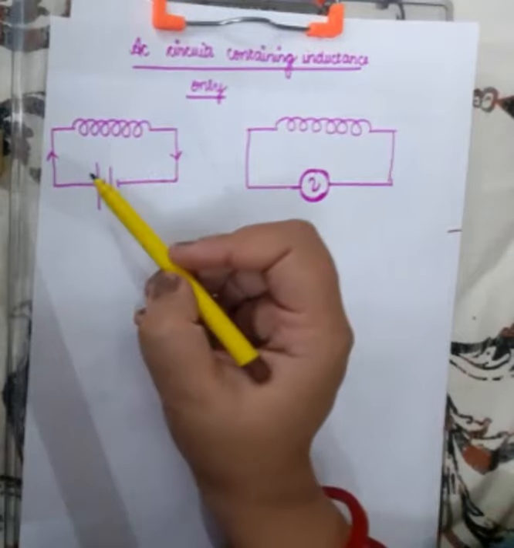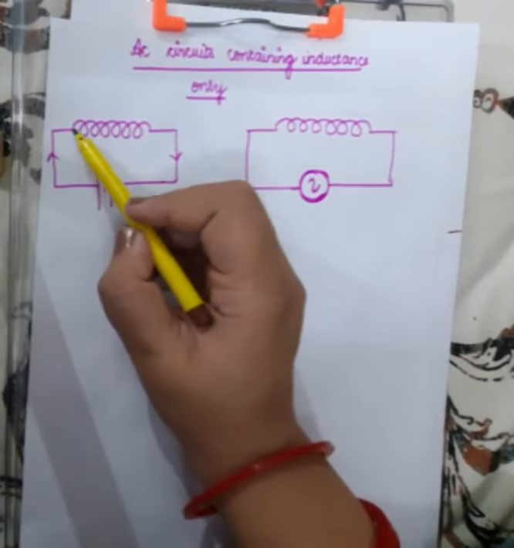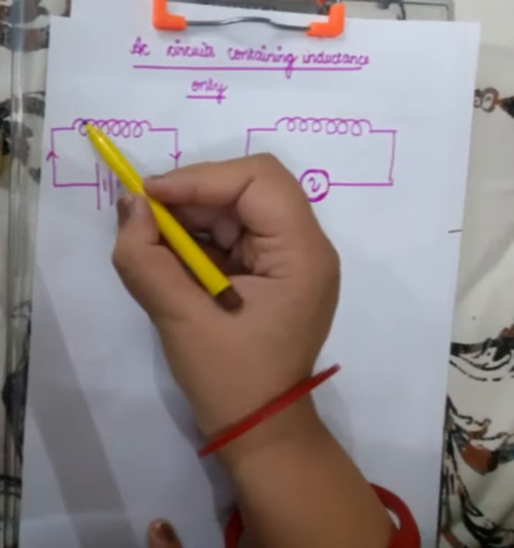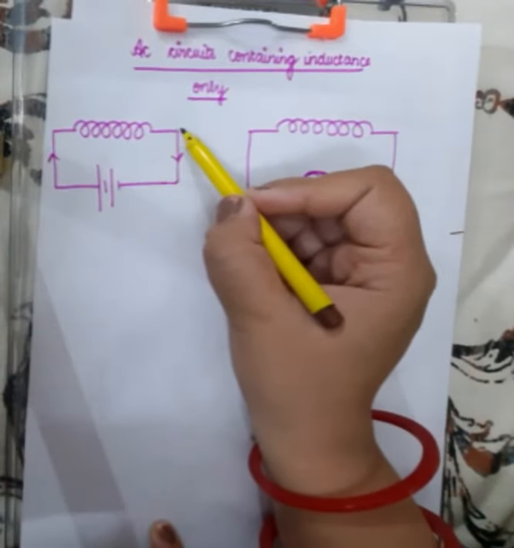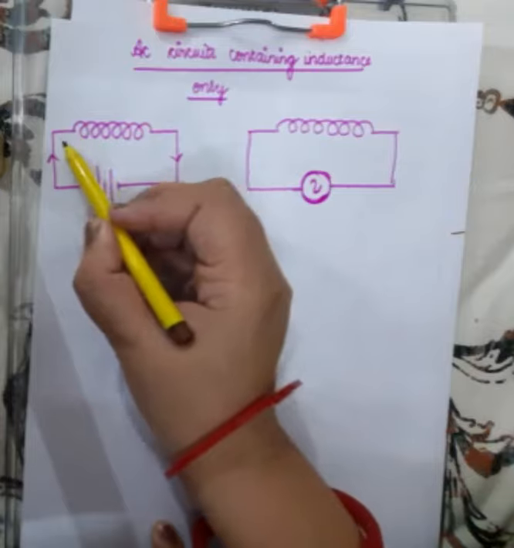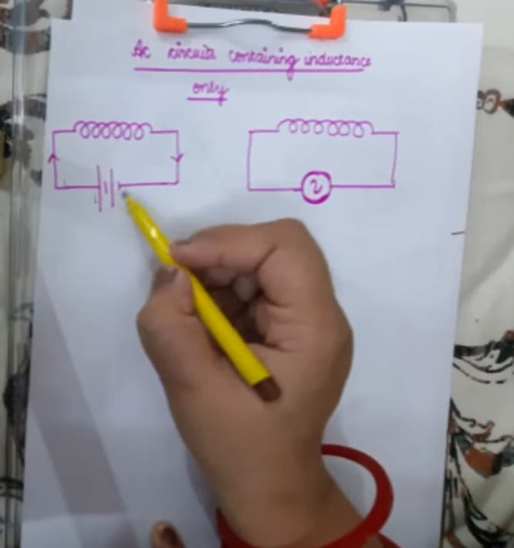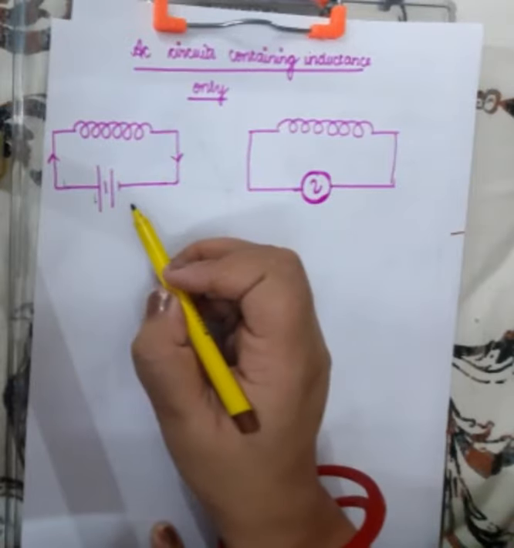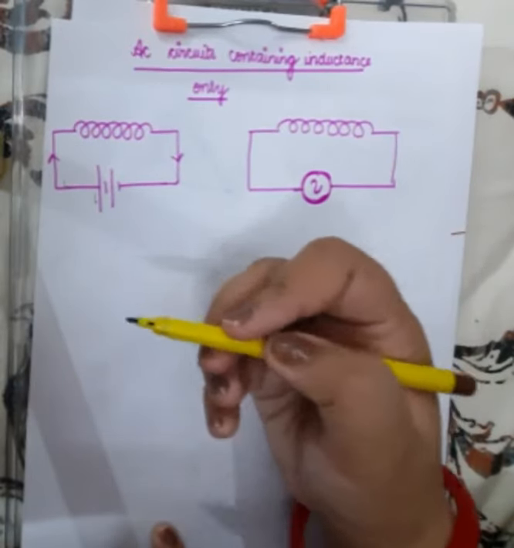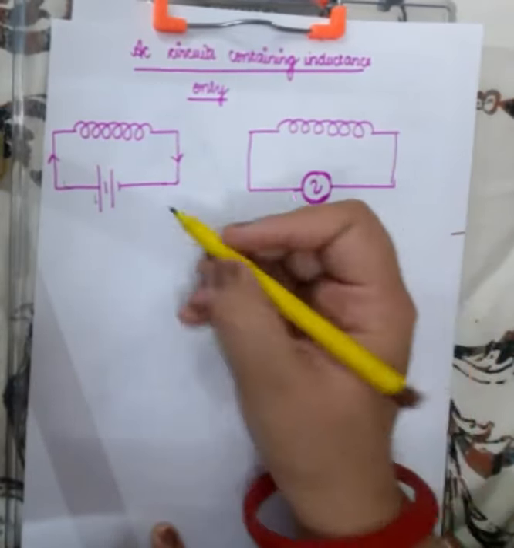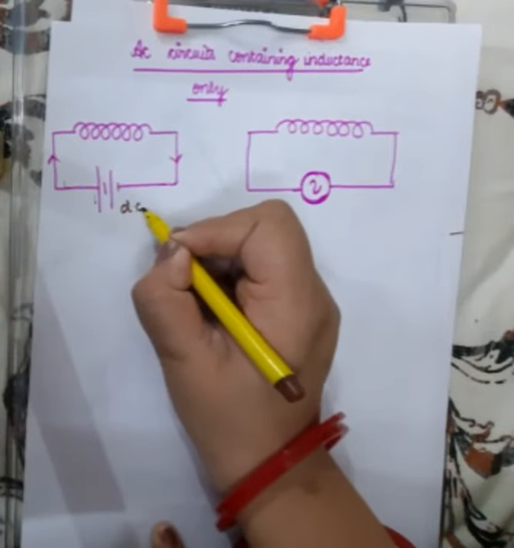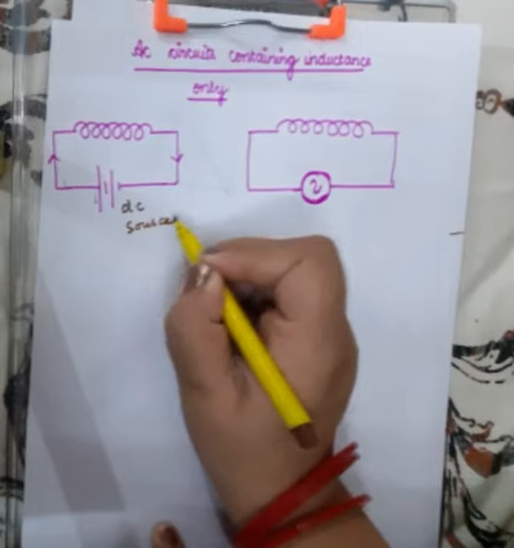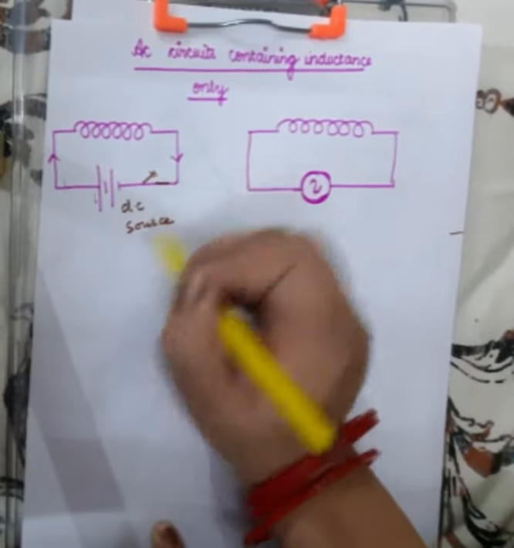So, suppose you have an inductor here, and that inductor is connected to the two terminals of a battery. Now, what is the story which is going to unfold afterwards? This battery is a DC source, right? What is going to happen now? You have a key also here.